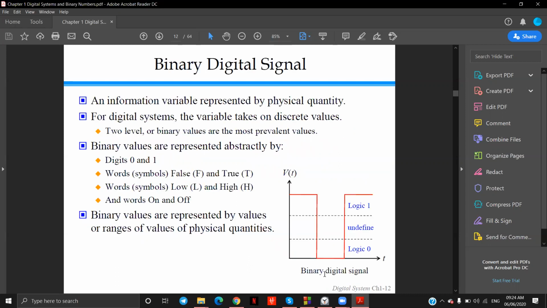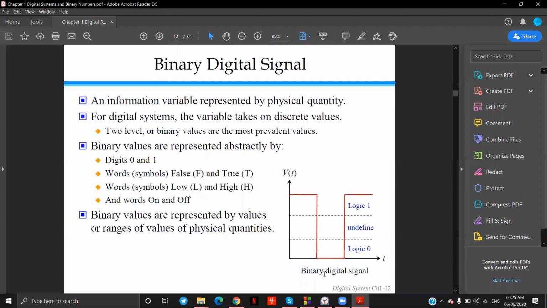In the binary digital signal, an information variable is represented by a physical quantity. For the digital system, the digital signal has only two values, which are 0 and 1. If we represent it in words, we can say 0 as false and 1 as true. Otherwise, 0 as low and 1 as high. Otherwise, 1 as on and 0 as off.